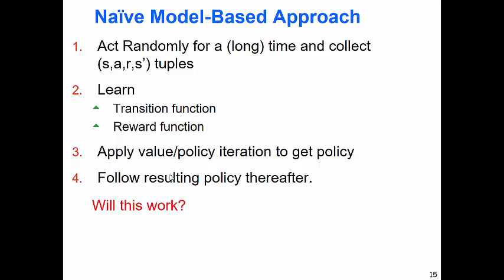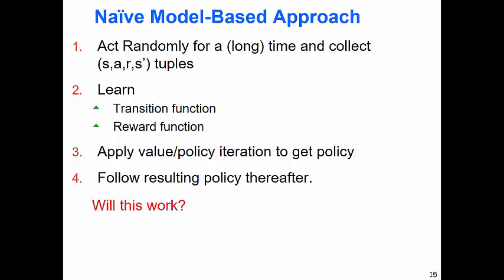So pretty straightforward. I give you a whole bunch of data, tuples, and you can estimate a model. And that means that using that estimated model, you could apply policy iteration or value iteration, and there you have a policy. So this gives you your first naive model-based algorithm. Act randomly for a very long time and collect all your data, collect tuples. And maybe you have some fancy way of being less than random, but let's just say you act randomly. You learn the transition and reward function. That's nothing more than the estimation that we just talked about. You apply policy or value iteration, and you return the policy that you get.